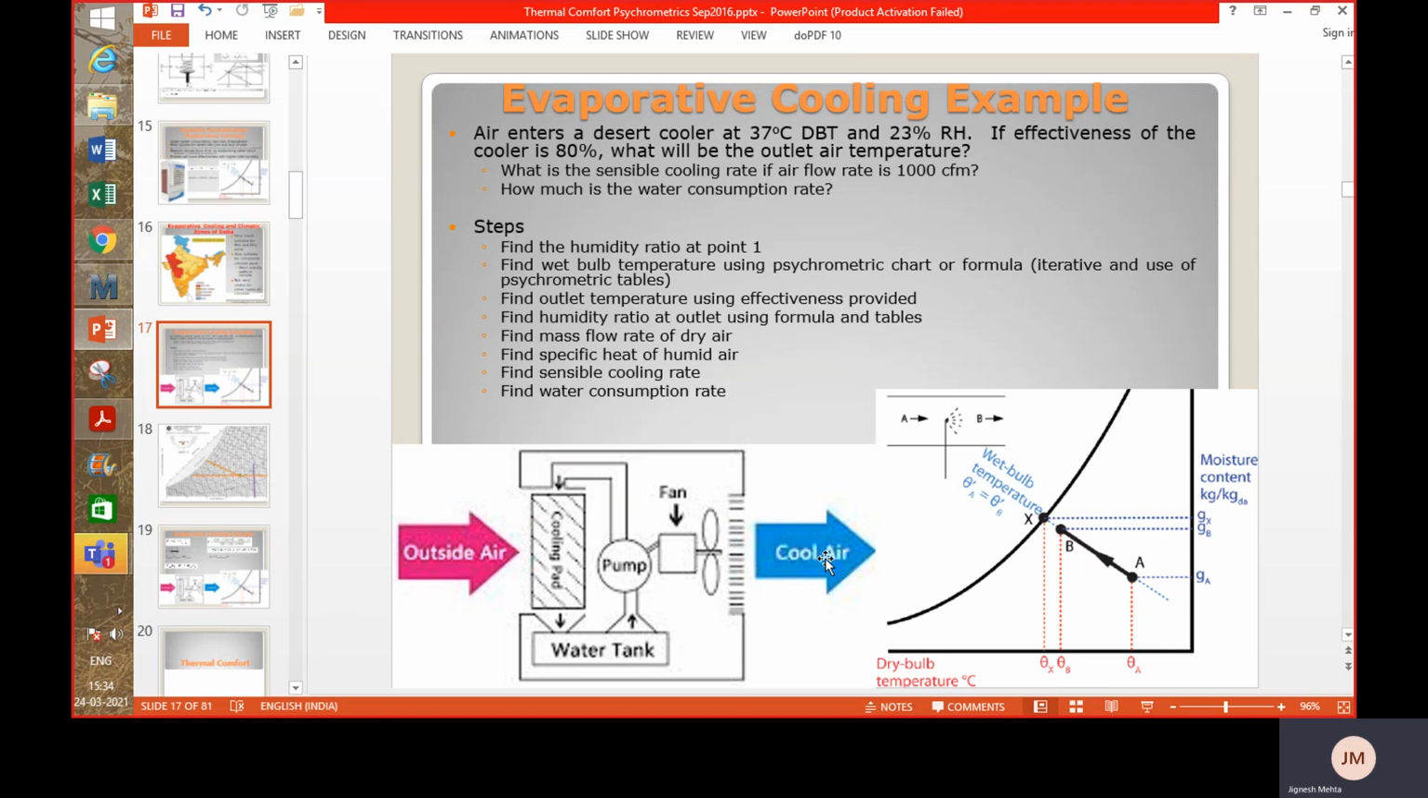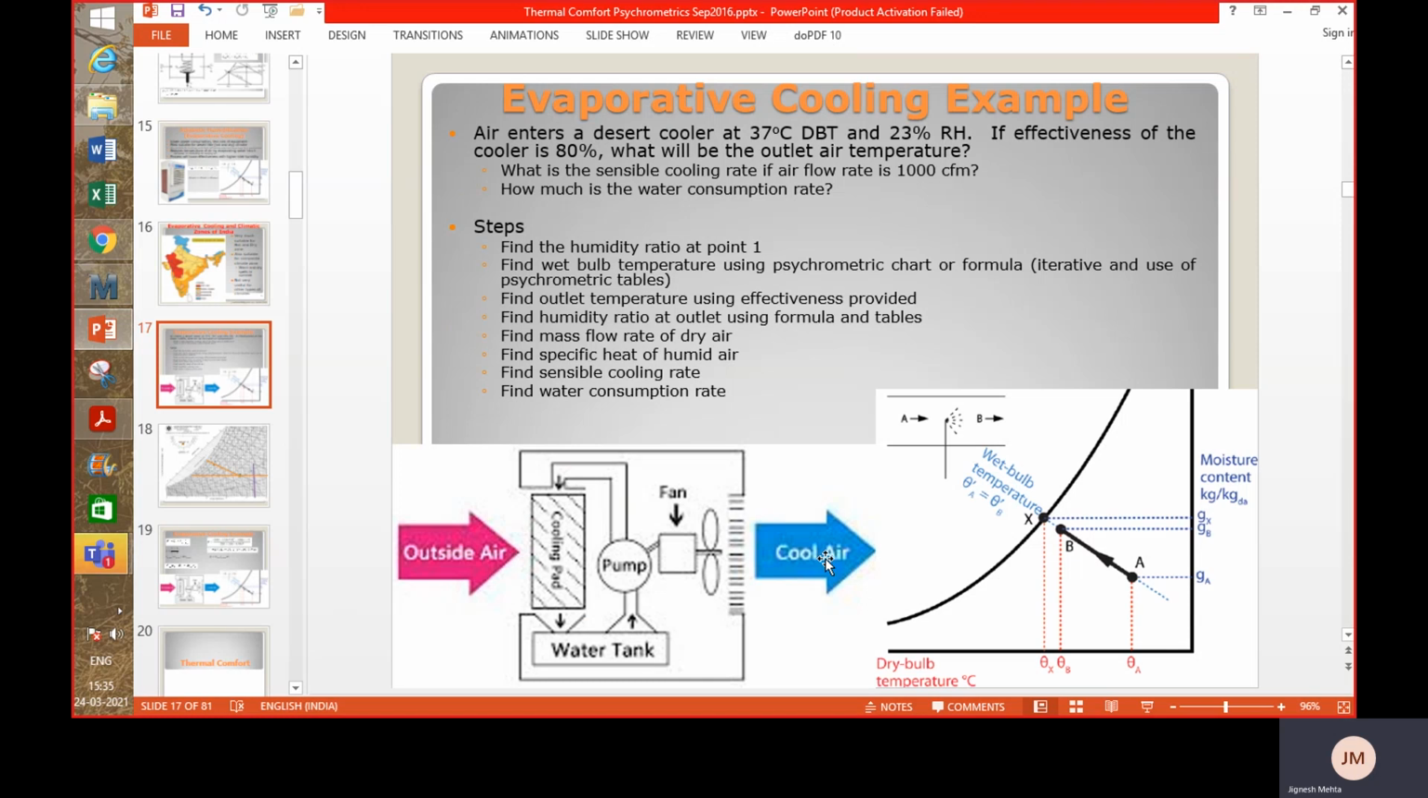So normally the desert cooler manufacturers don't provide this cooling rate. They only provide the capacity of the tank, or how much area can be cooled by this desert cooler, or what is the capacity of the fan. But ideally, this sensible cooling rate should also be provided under certain assumptions.